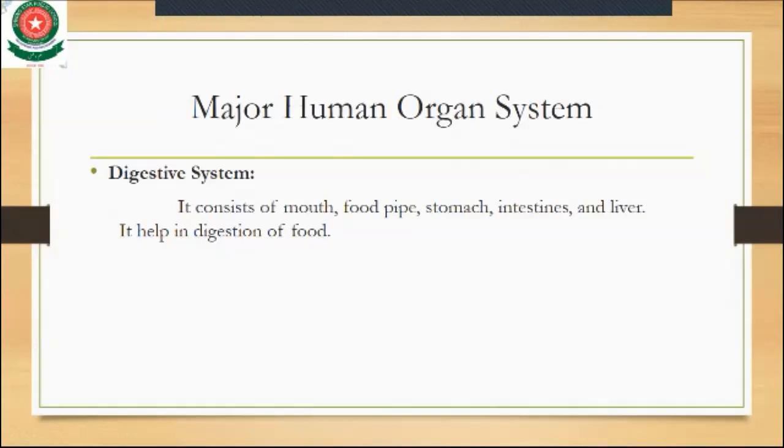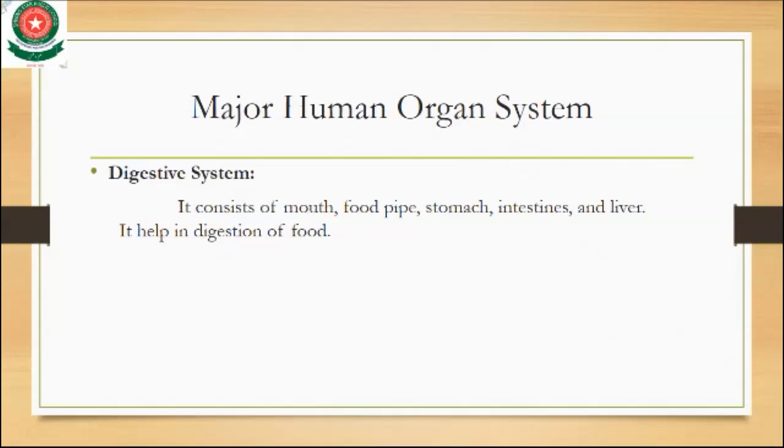This is the same topic as the previous lecture, but in this lecture we will discuss the human organ system. In the previous lecture we learned about the plants and animals organ system. The animal and human organ systems are the same, with only one big difference between them.